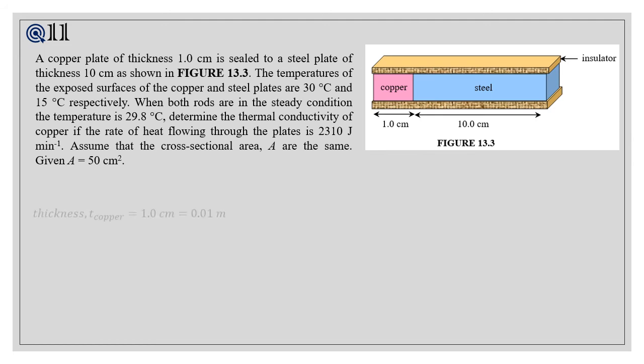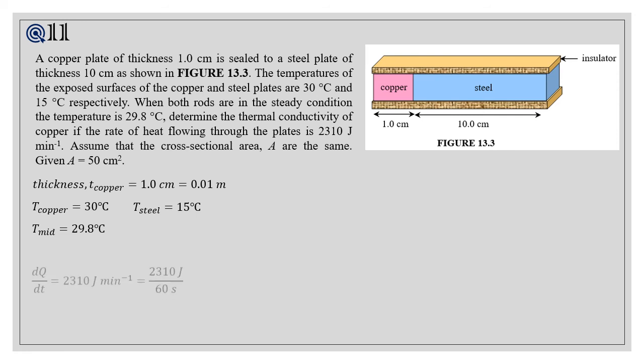So first, let us extract the data. The thickness of the copper is about 0.01 meter. Temperature of the copper 30 degrees Celsius, and the temperature of the steel is 15 degrees Celsius at both ends. And the temperature in between them is about 29.8 degrees Celsius. Take note that the rate of heat flowing given in this question is in unit joule per minute, so we need to change it to joule per second.